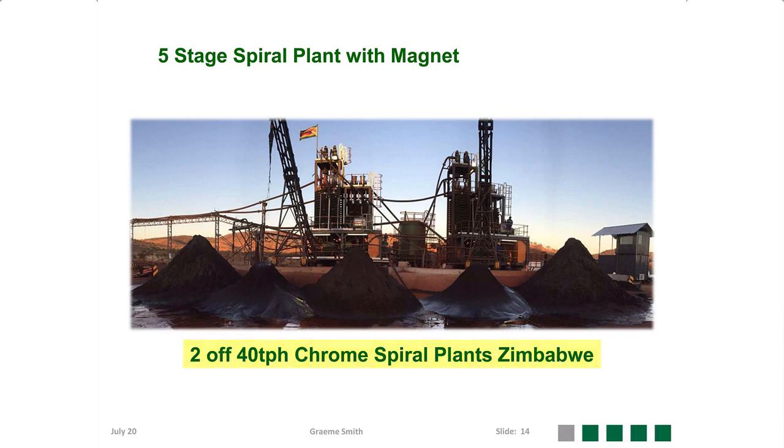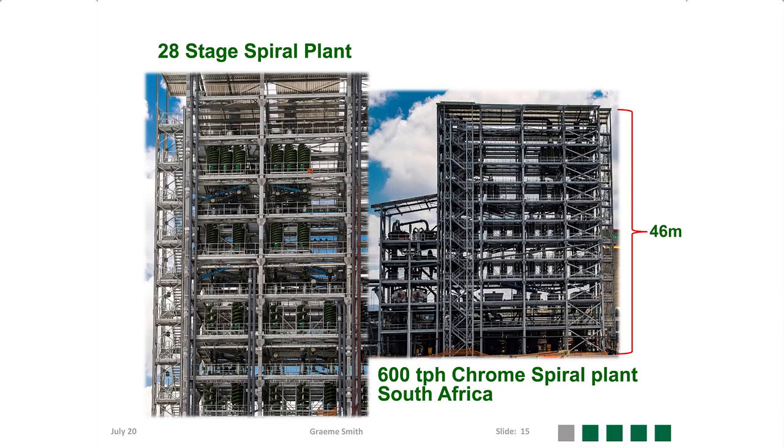As you can see it here, this has actually set up that circuit up in Zimbabwe, producing an alluvial chrome concentrate. We go to the extreme now, where we have a 28-stage spiral plant with a height of 46 meters and almost equivalent foot floor base along the bottom. This is a small 600-ton per hour chrome plant out in South Africa.